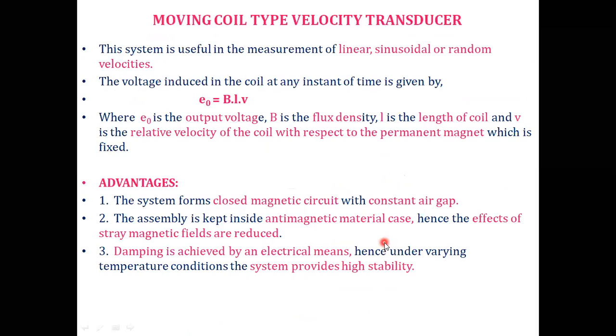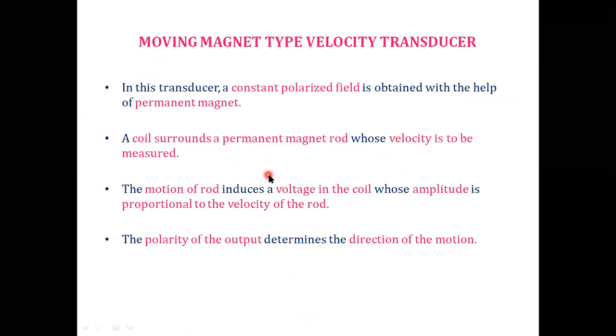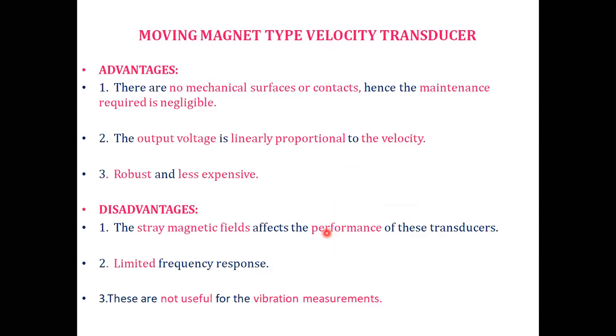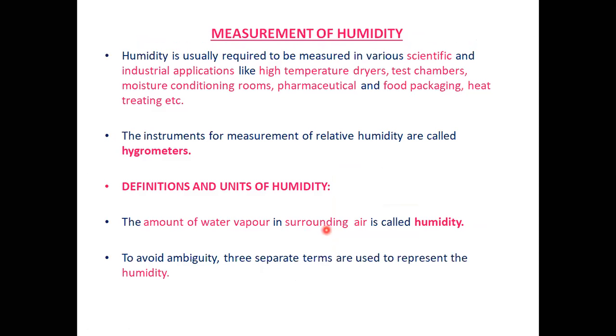Whereas in the magnetic type, the magnet movement takes place and the coils are fixed, and the output reading I am going to acquire from these two coils here. That is the moving magnetic type velocity transducer, and its advantages and disadvantages.